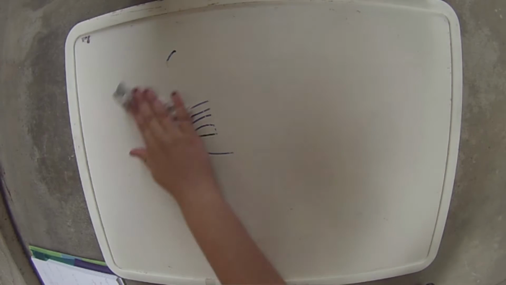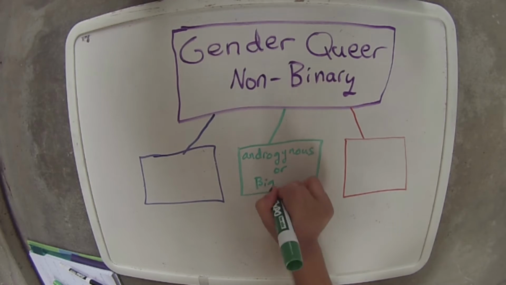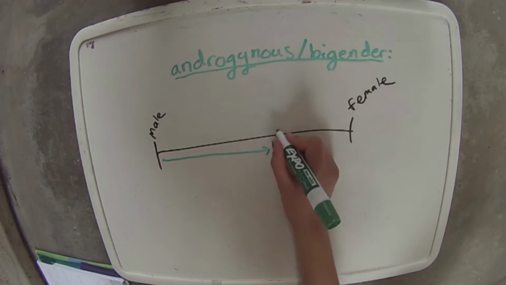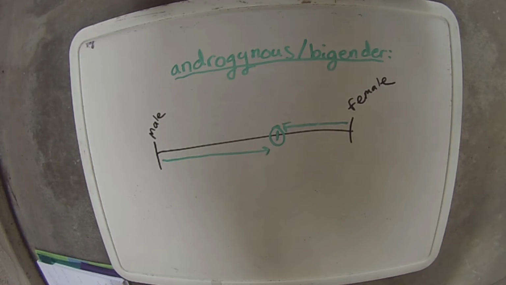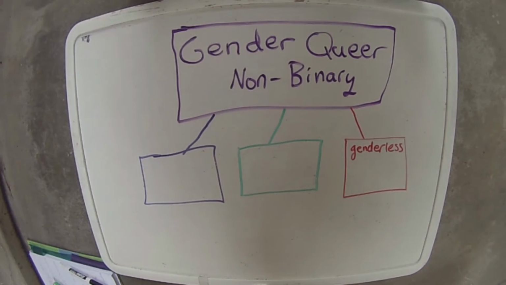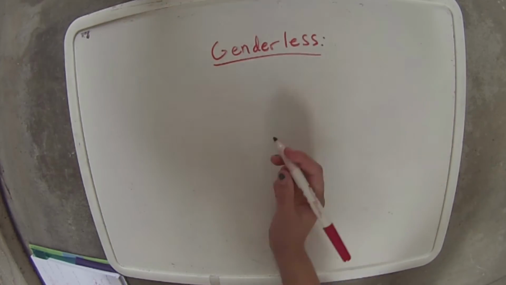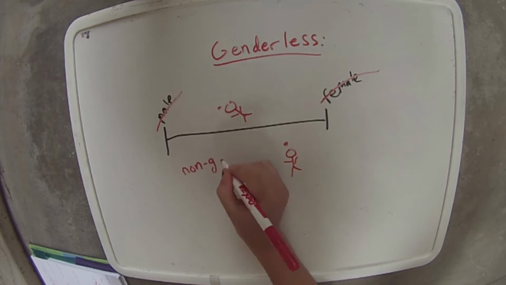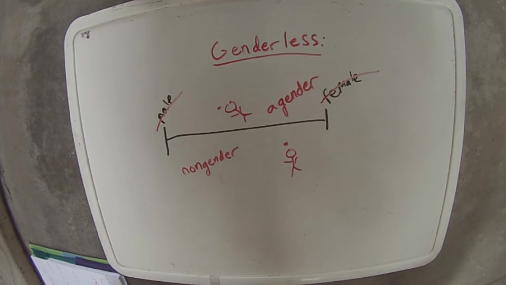Similar yet different is androgyny and bigender. People who are androgynous or bigender feel that they are a combination of male and female. While still somewhere in the middle of the spectrum, they don't move around as much as the gender fluid. The next part of gender queer is genderless. This is when a person doesn't identify with either gender. Instead of being in the spectrum, they float just outside of it. These people can also go by agender, non-gender, and other terms.